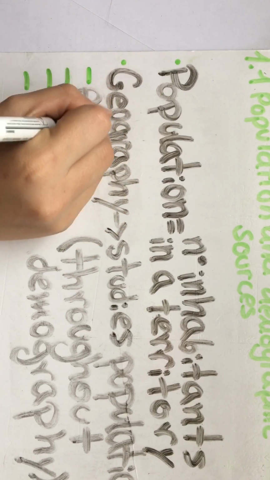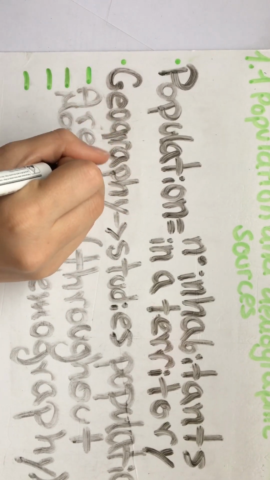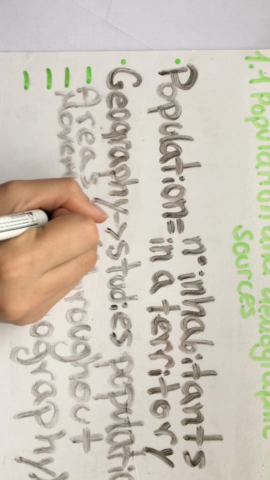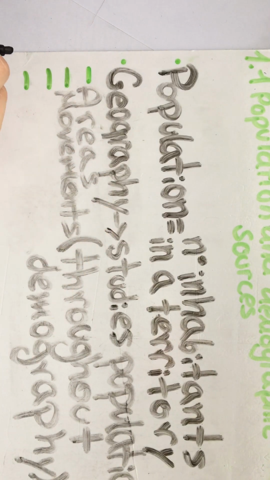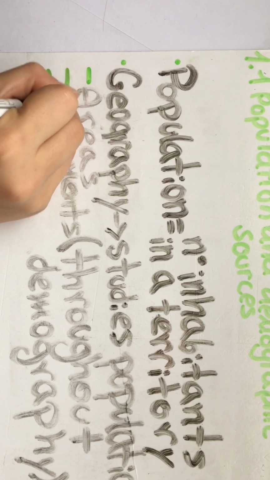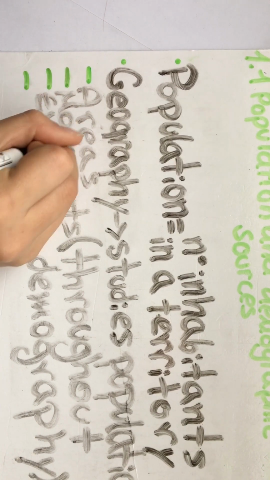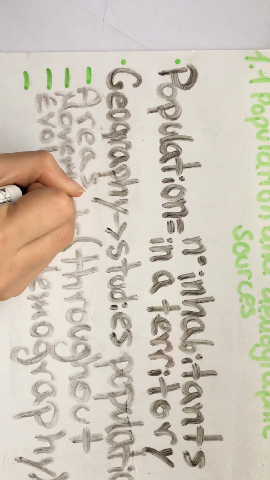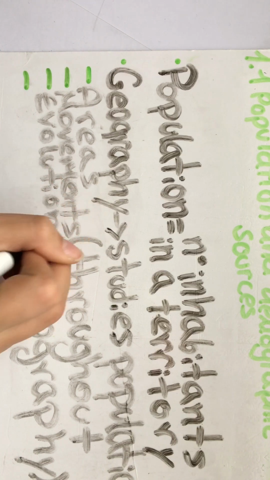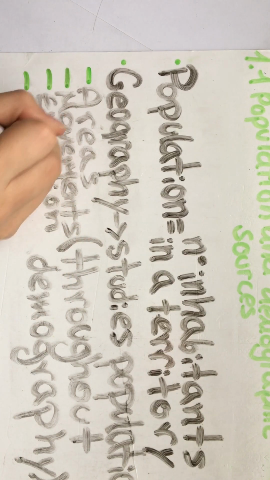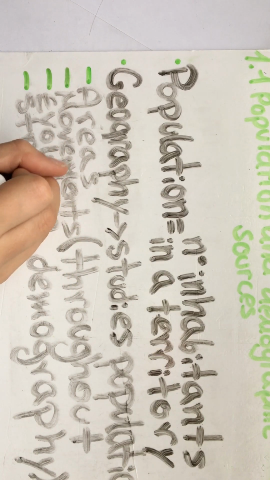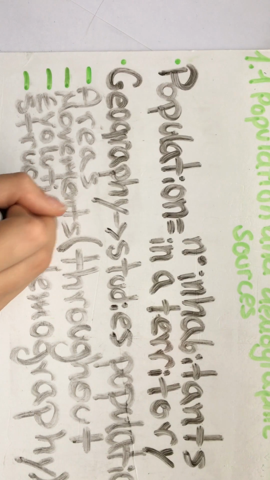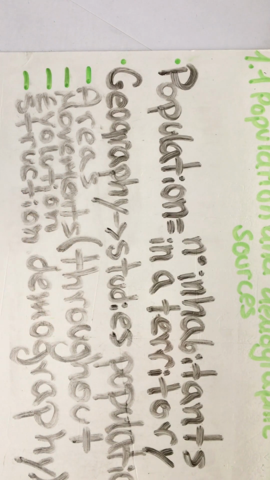Population is the total number of inhabitants in a territory. It is studied in a number of scientific fields such as demography, geography, sociology, and economics. Geography studies the characteristics of a population within the area it inhabits, or in other words, the distribution, evolution, movements, and structure of its members.